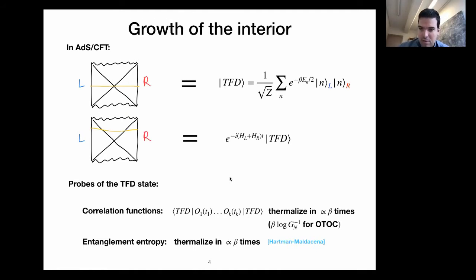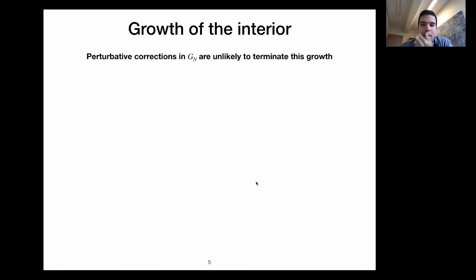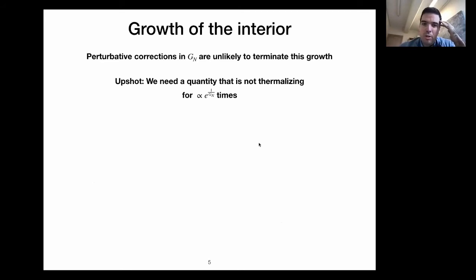But the simple probes will not produce this type of behavior where you have this kind of long growth. For instance, correlation functions will typically thermalize, and at some thermalization time, you can have some small enhancement. So if you consider some more complicated contours, or you could look at entanglement entropy, this is also a probe that basically thermalizes in thermalization time. On the other hand, for this wormhole geometry, perturbative corrections are very unlikely to terminate this growth. So basically, you would want to look for some quantity that is not thermalizing for times that are non-perturbative in G Newton.